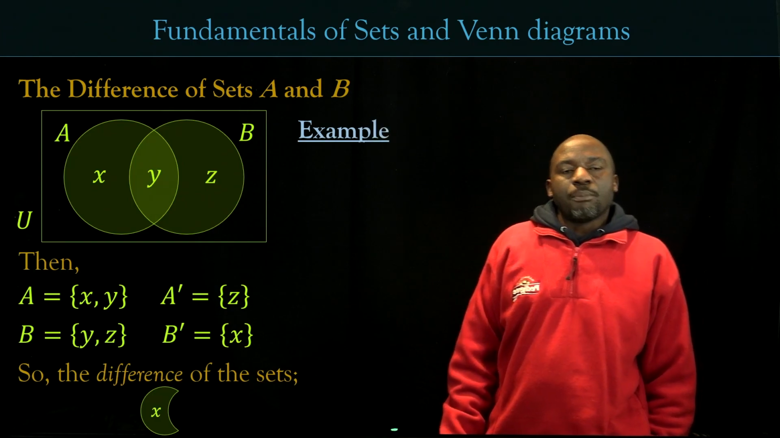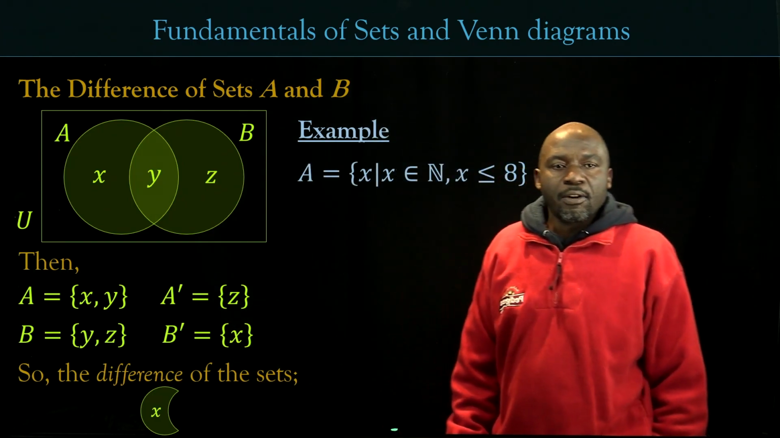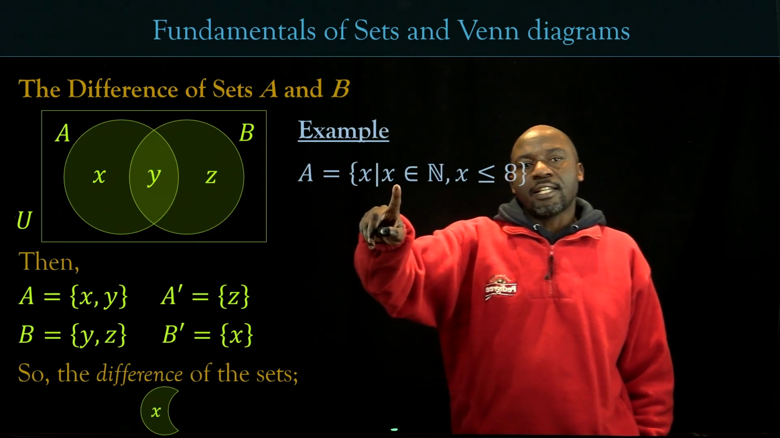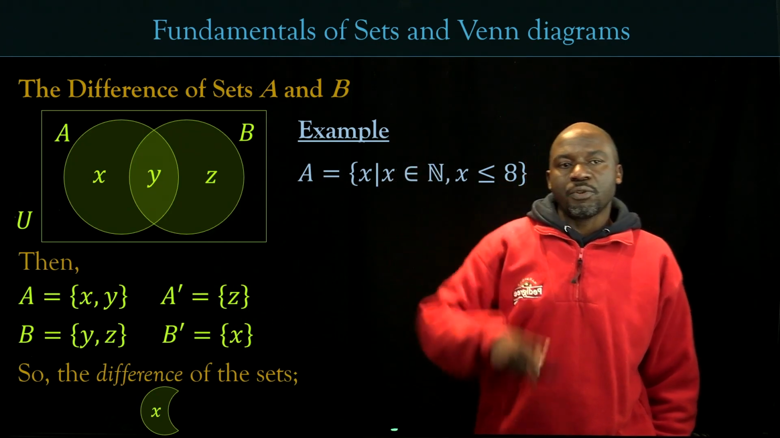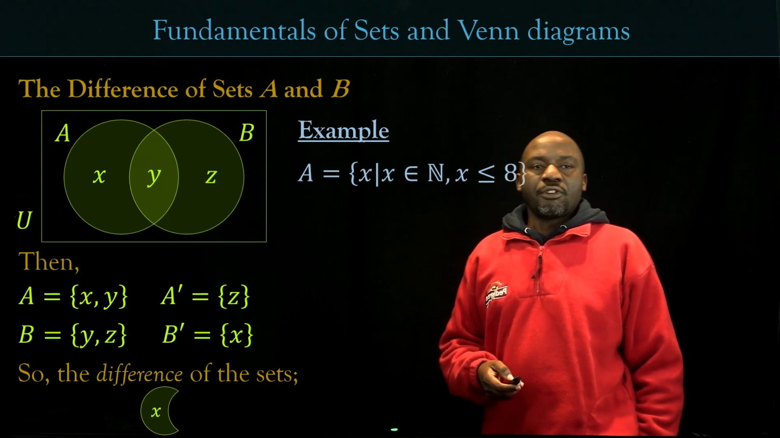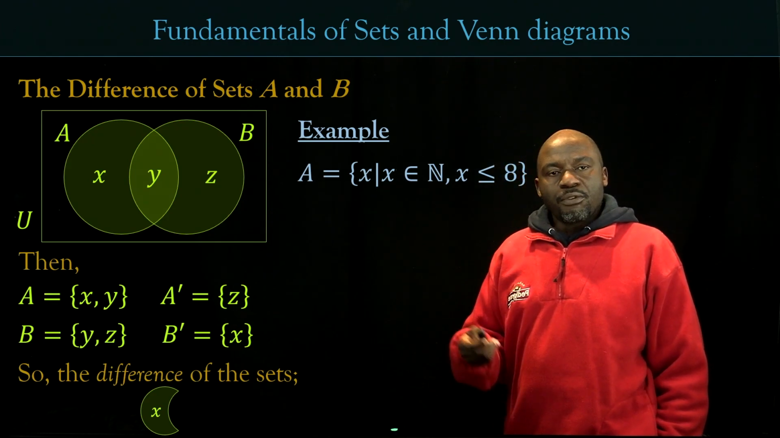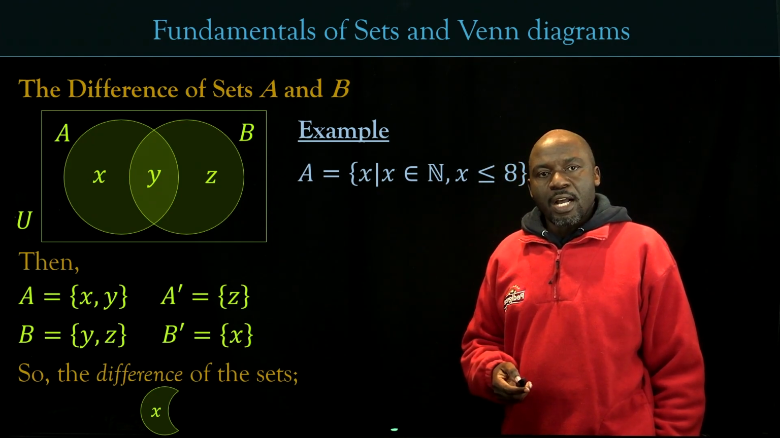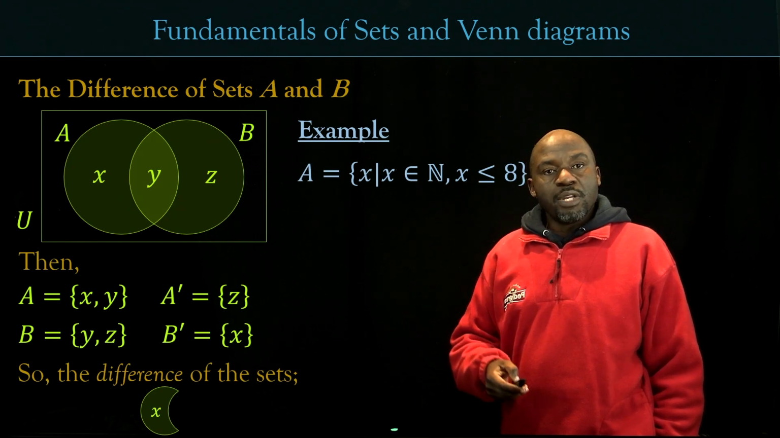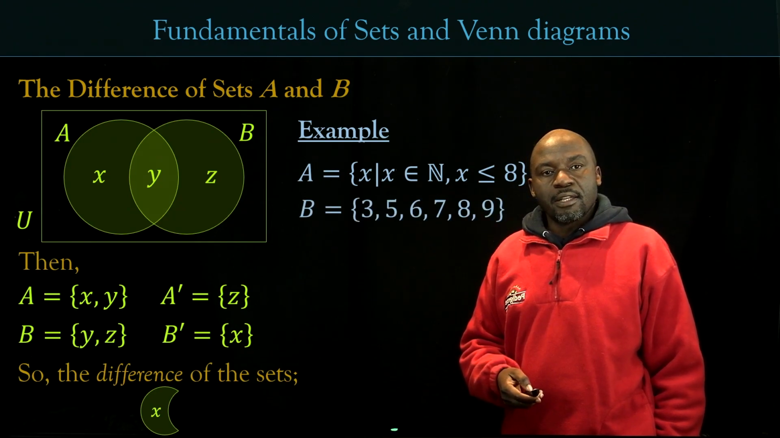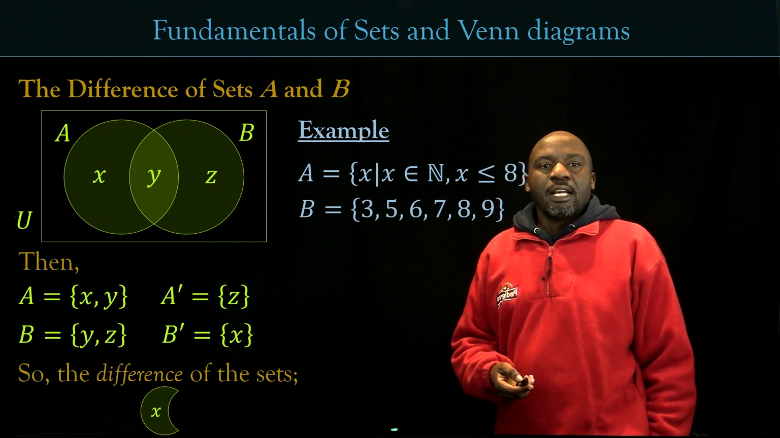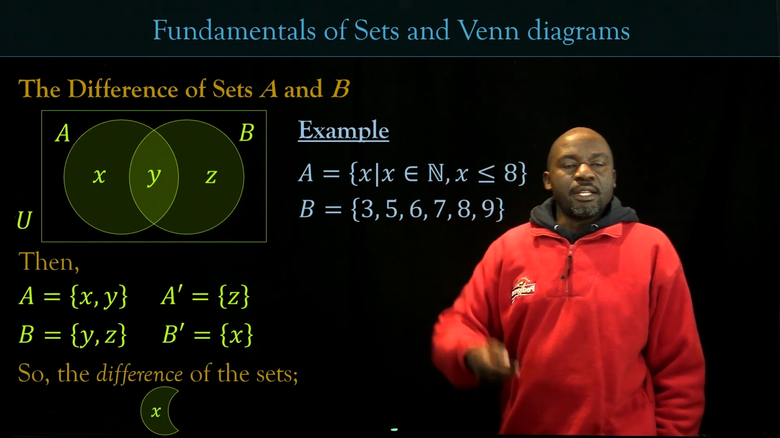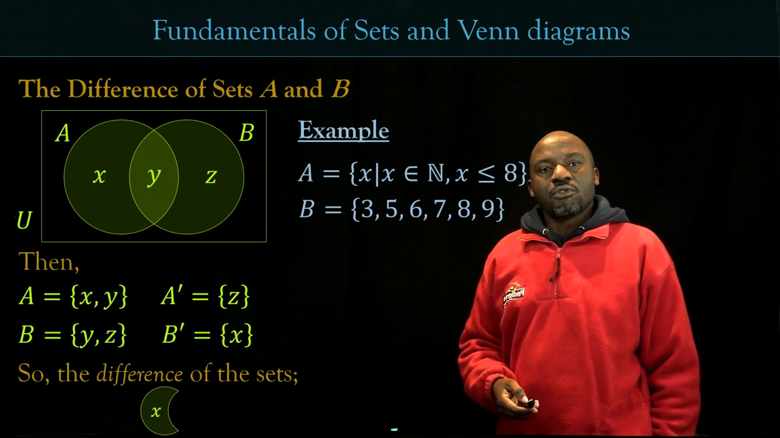All right, now suppose that the set A contains elements X such that X are natural numbers that are less than or equal to 8. That simply means natural numbers are counting numbers from 1 to 8. Okay, so I could remove that. Set B, on the other hand, is 3, 5, 6, 7, 8, and 9. Of course, like I've said, this is just another way. I put that there just to remind you of how to read that.